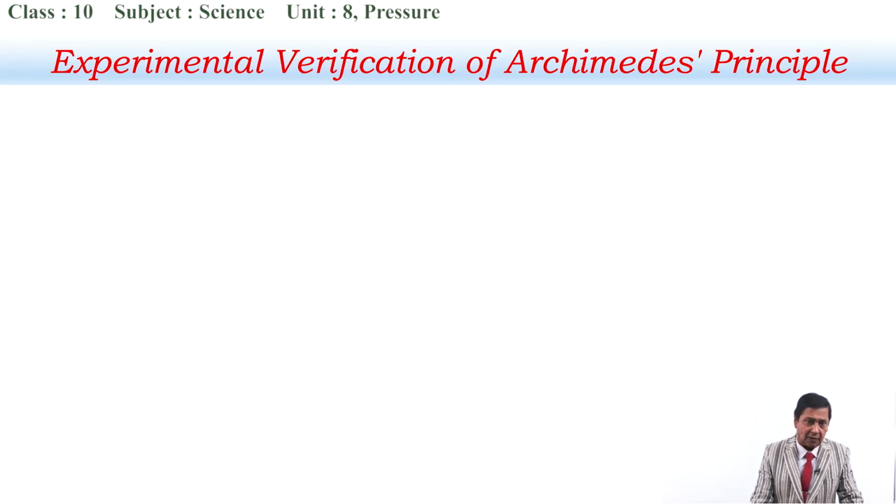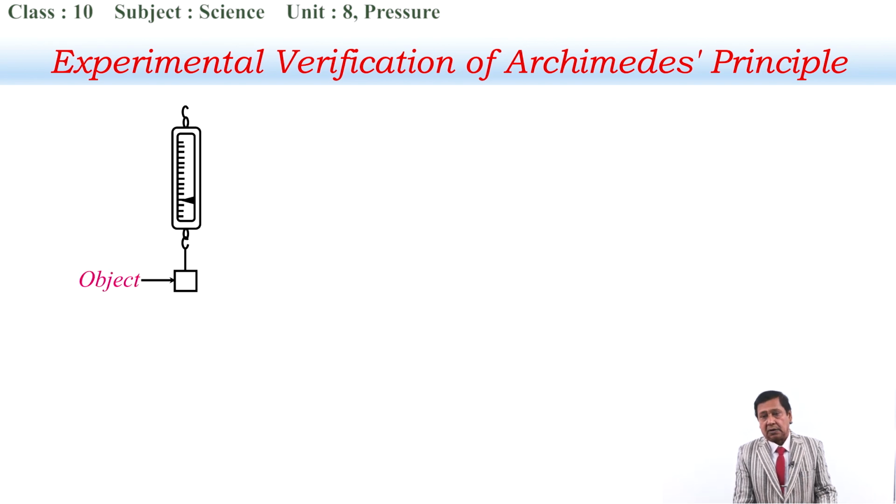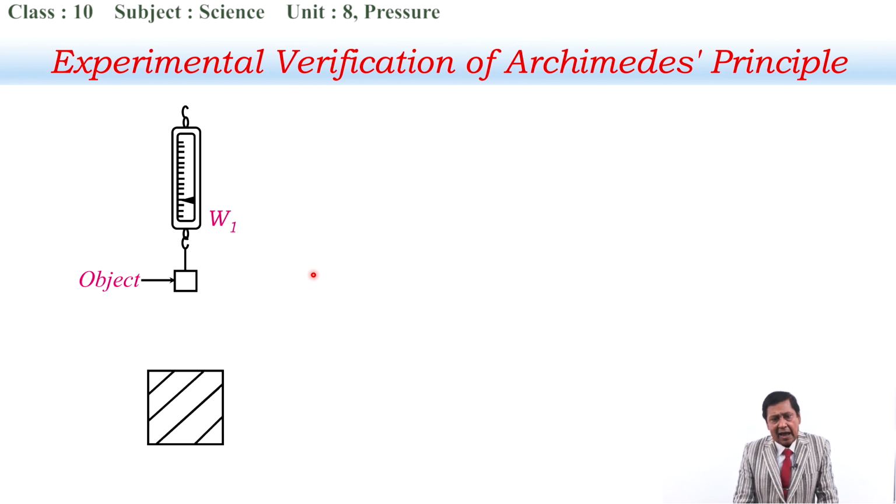Now let's talk about this with the help of an animated diagram. I made this diagram to help you understand all this. Let's say an object is weighed in air and its weight is W1, maybe 10 Newton, 20 Newton, whatever it is, but symbolically it is represented by W1. A body is weighed in air, its weight is W1.